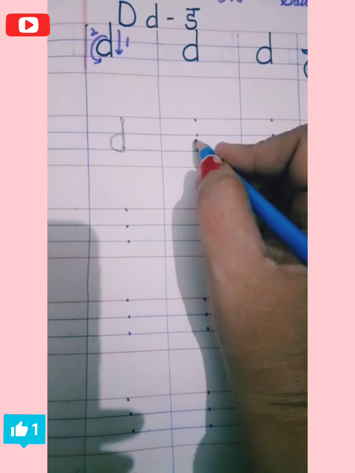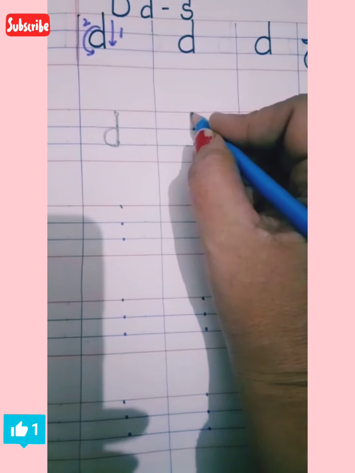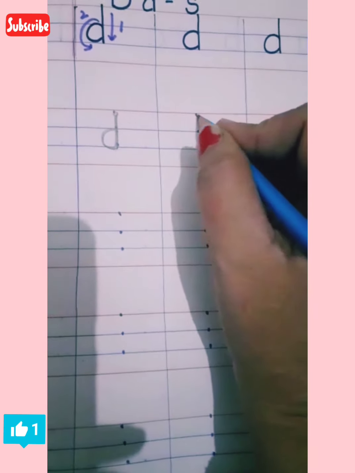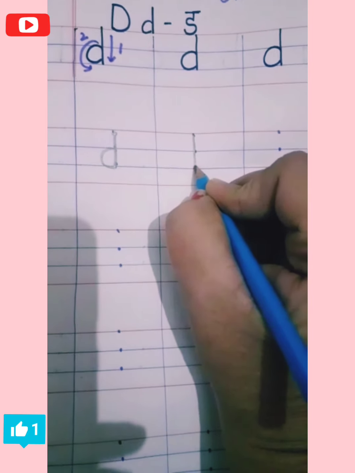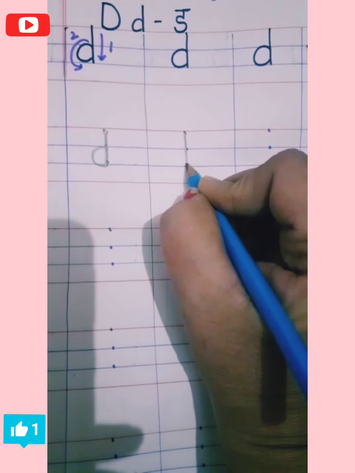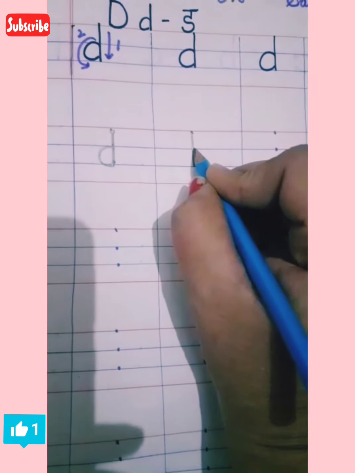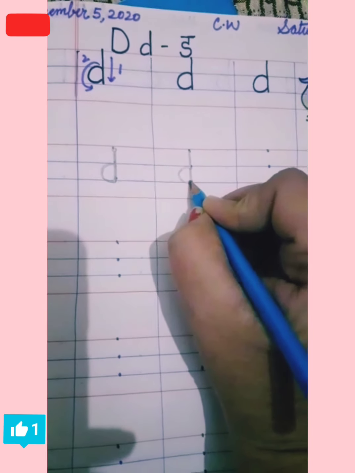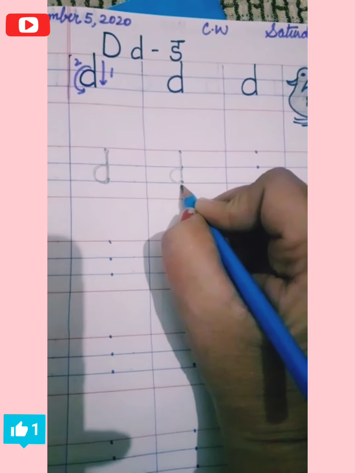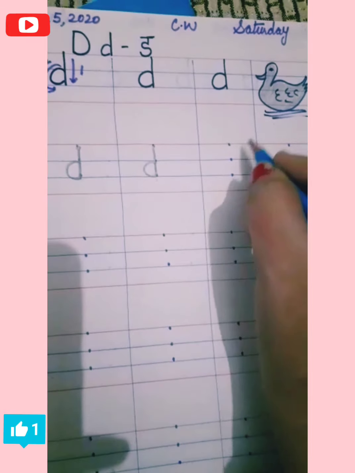First we will draw a standing line. Go up to the middle of the standing line. Write a right curve. This is a D. D says D for duck.